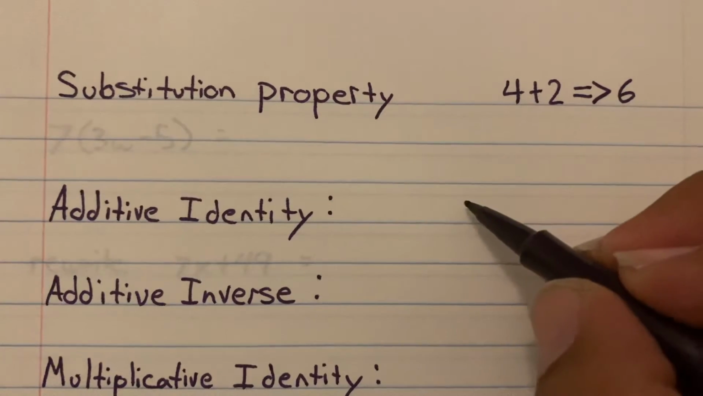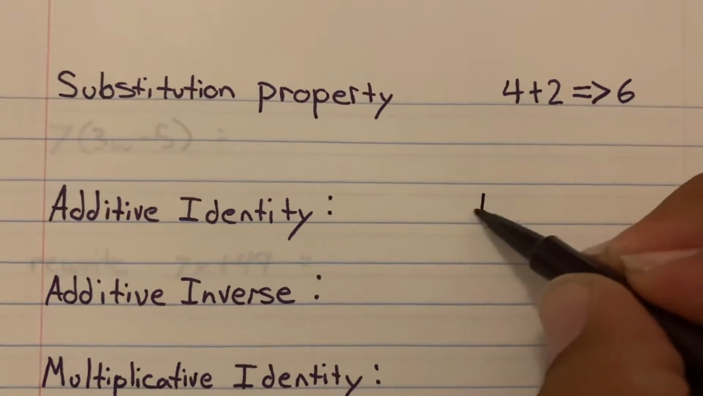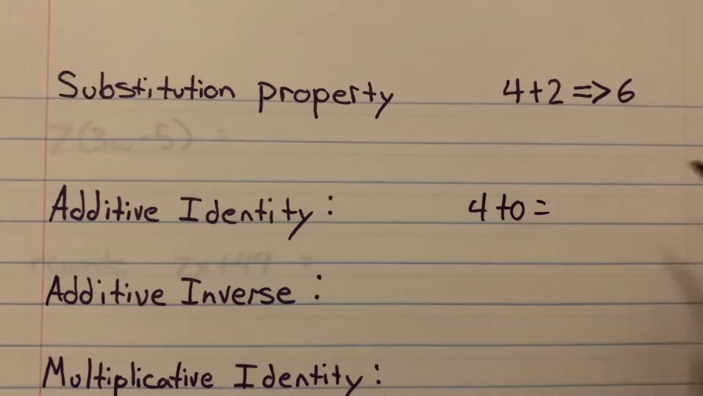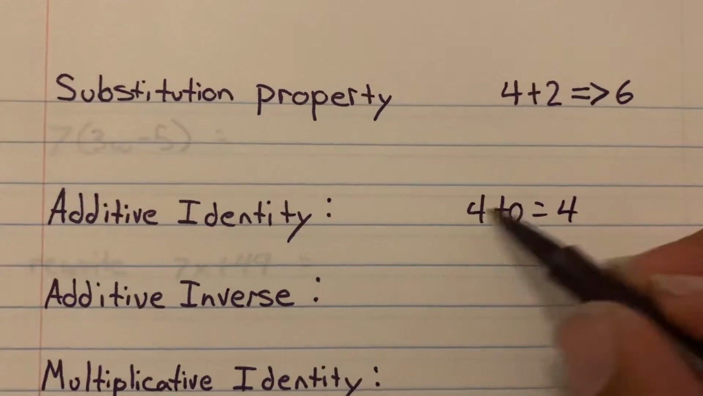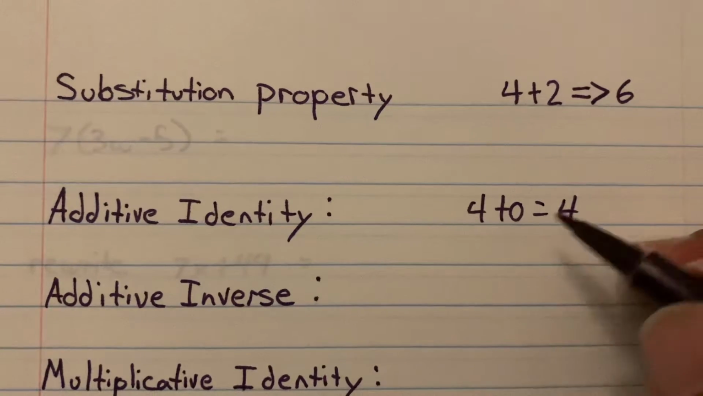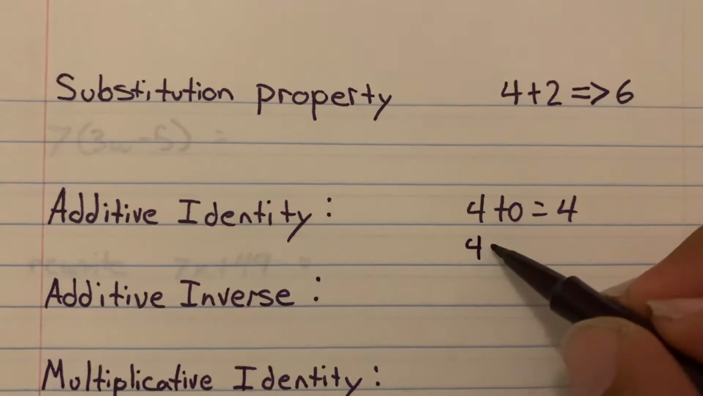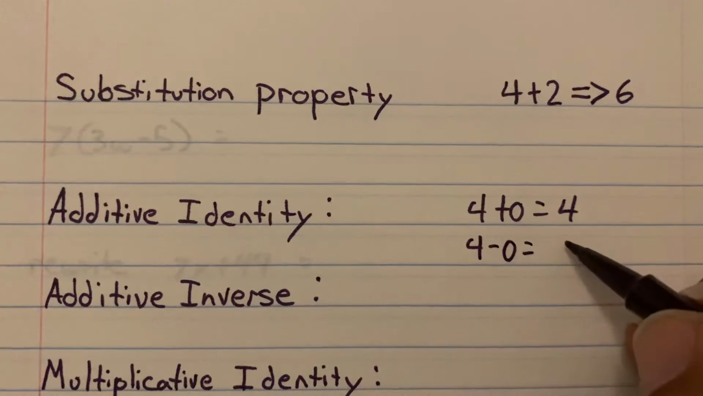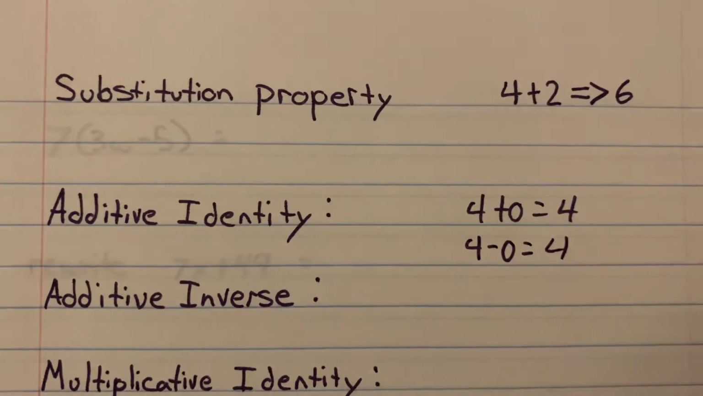So let's say, additive identity would be 4 plus 0 equals 4. You see how the 4 kept its identity after this? That's called the additive identity. But even if you subtract 4 minus 0, you still get 4. This is still considered an additive identity.